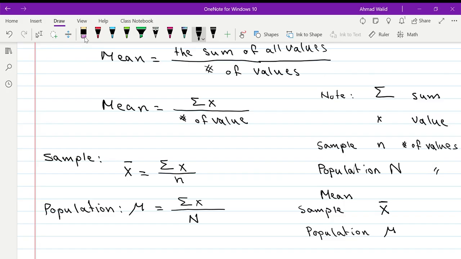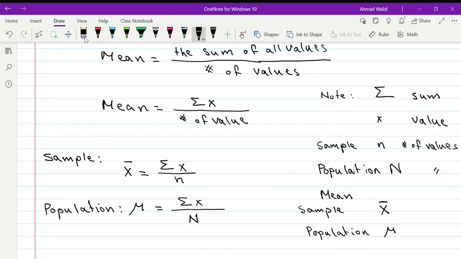Formulas are totally the same. Your calculation will be totally the same. Only your notation is changing. It's not two formulas. Well, somehow it's two formulas because in one of them you show the population and one of them you show the sample. But the calculation, in terms of doing it, in terms of the operation, they are totally the same.